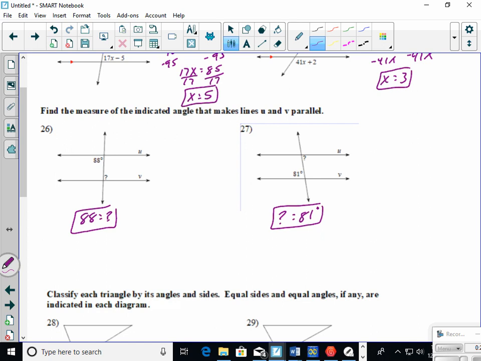Right, which is going to be the case if we have alternate interior angles, alternate exterior angles, or corresponding angles. Any of those, they're going to equal each other. If we have consecutive interiors, then those two have to add up to equal 180.